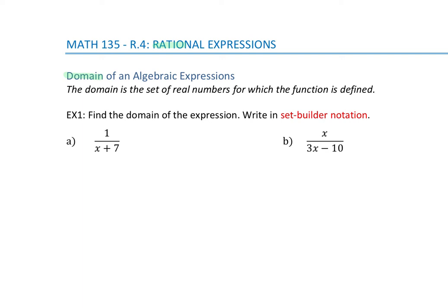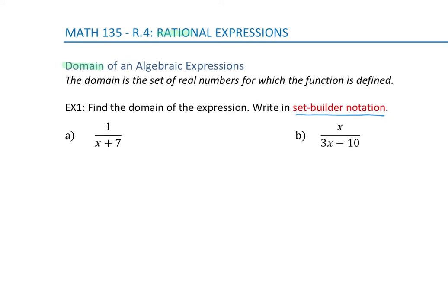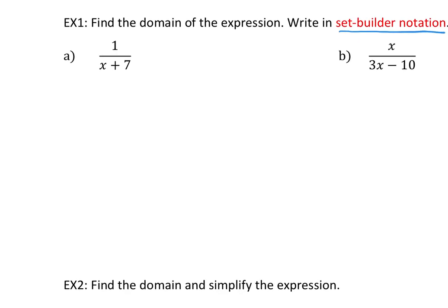In example 1, we need to find the domain of the expression, and then we need to write it in set builder notation. Set builder notation may be new to you, so I will introduce it in R4, and then we'll explore it further in chapter 1. Part A, we have the expression 1 over x plus 7. It's a fraction. I'm going to have a problem when the denominator is 0. So that happens when x is equal to -7. If x is equal to -7, I get 1 over 0, and this rational expression is undefined.